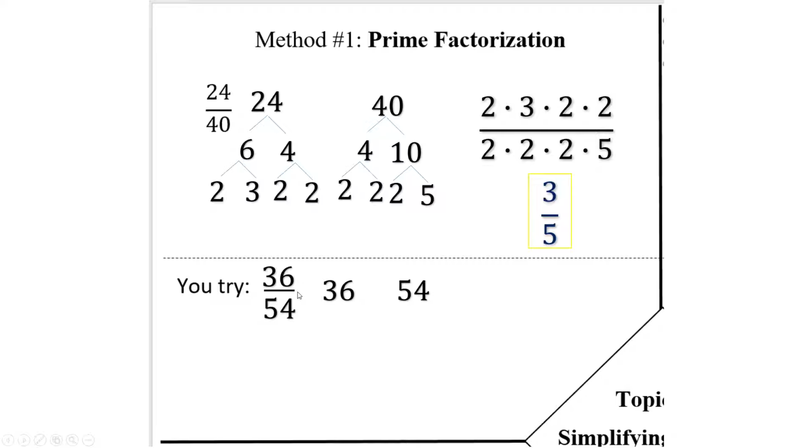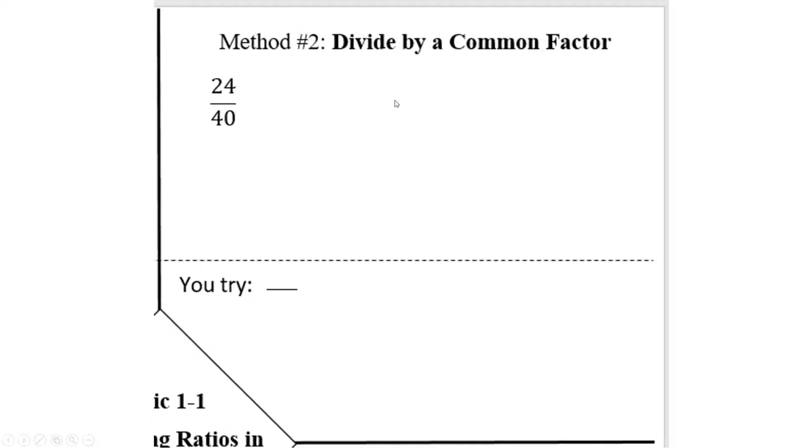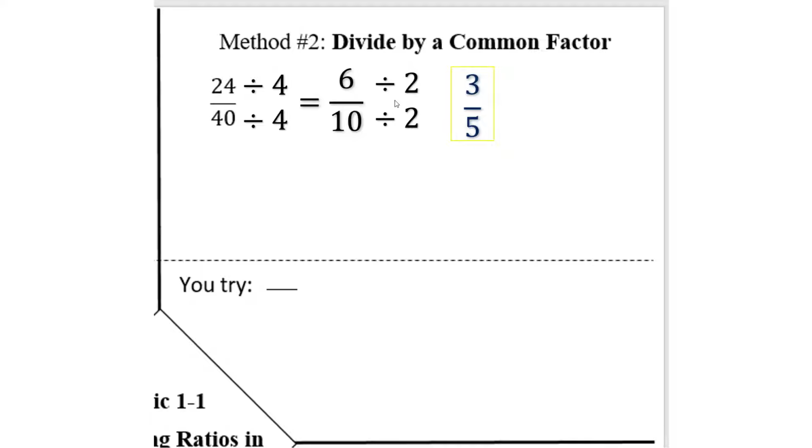So the answer to this U-try is 2/3. Now, method 2 is divide by a common factor, but not the GCF because we're going to do GCF on the bottom. So here, a common factor is 4. 24 divided by 4 is 6. 40 divided by 4 is 10. Now, we have to keep going because this is not in simplest form because they still can be divided by 2. And after you divide by 2, you're going to get 3/5.